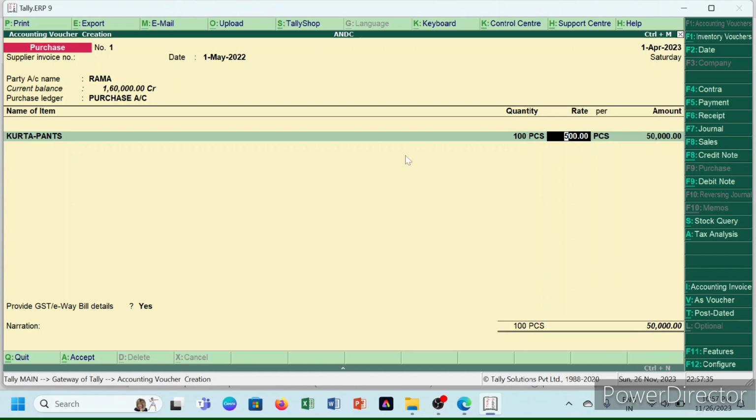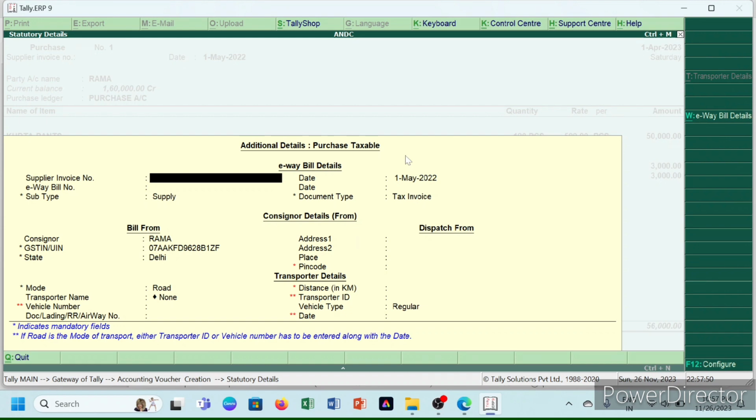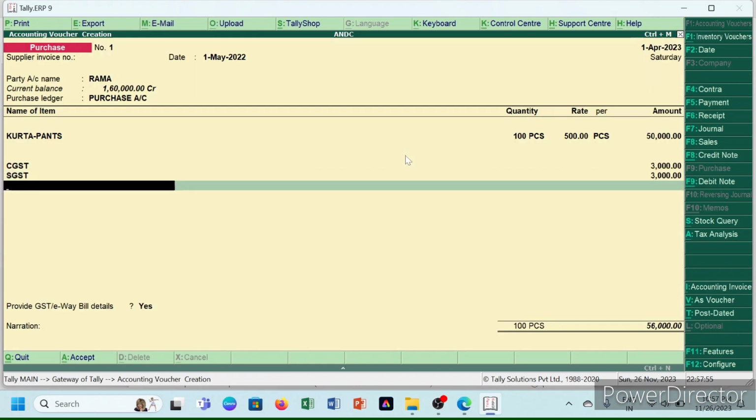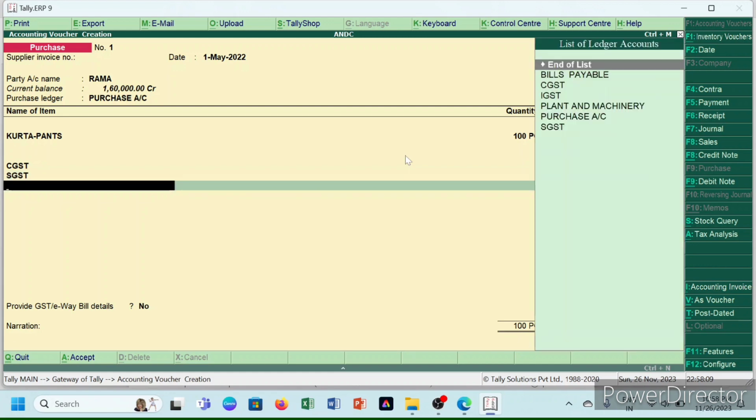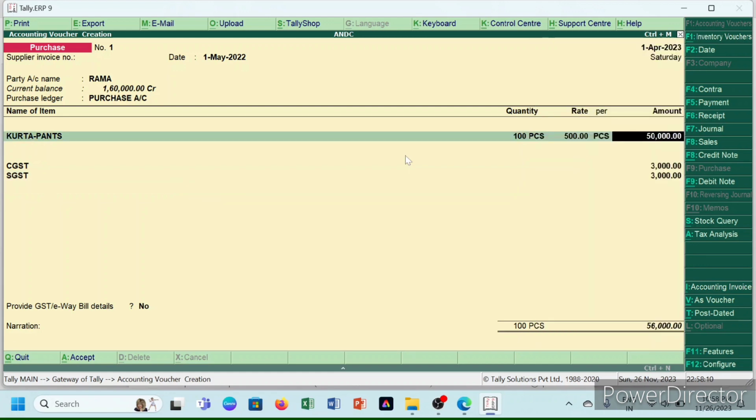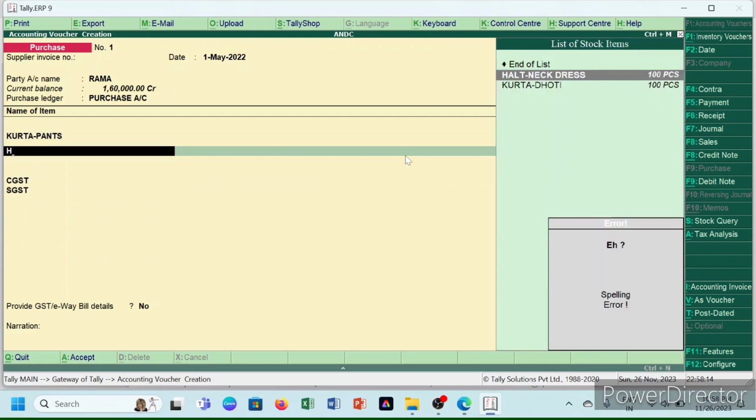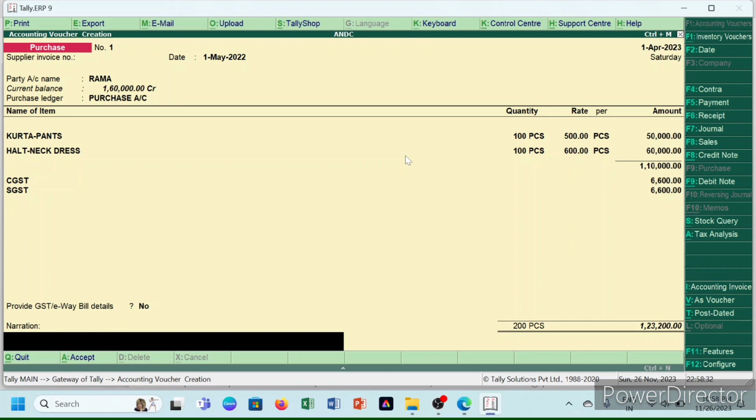CGST and SGST. We have also purchased hot dress, 100 units, at 600. Then we will select CGST and SGST 6% each. No. This will hold the transaction, purchase account.